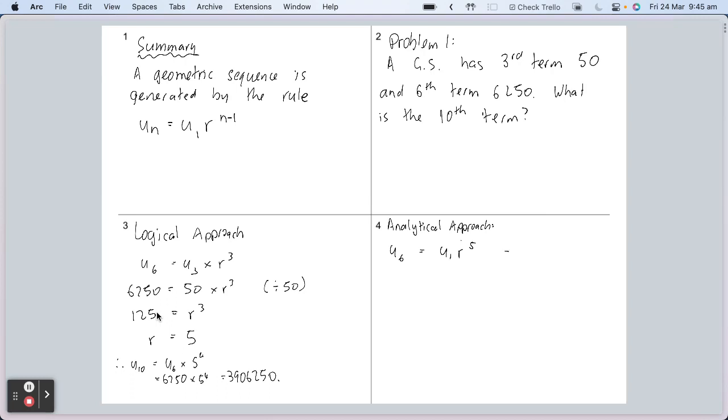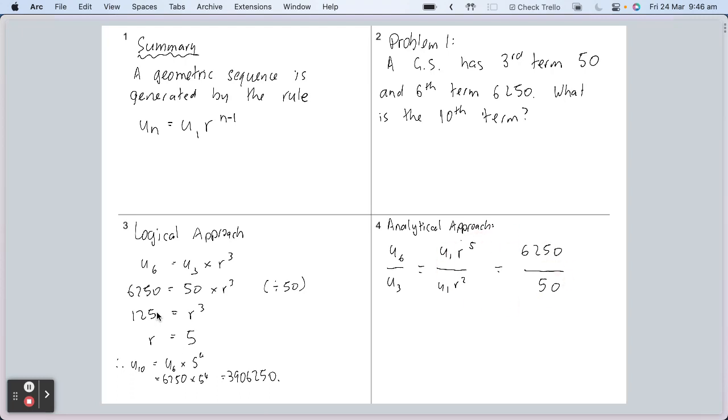And I also know that equals 6250. U sub 3, I'm going to divide by U sub 3, and I know that looks like U sub 1 r squared. And that is going to be over, I've been given the value of that, it's 50. So I end up with that equation there, this bit here. The one on the right here, this bit.